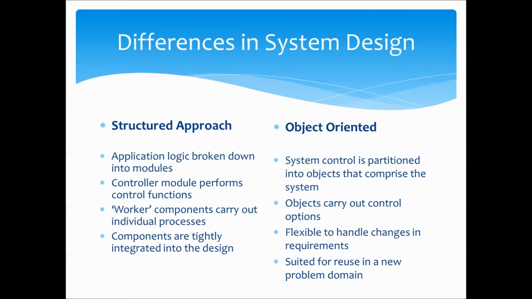In contrast, in object-oriented design, the system control is partitioned into the many objects that comprise the system. Objects can exist to carry out various control options. For example, you can have objects that manipulate data, objects that perform computations on data, or objects that monitor other objects for occurrences of key events. It's designed principally with reuse in mind, so designers don't have to reinvent the wheel, so to speak. If an object performs a certain data transformation, it could be reused within a completely new system given the appropriate data types.